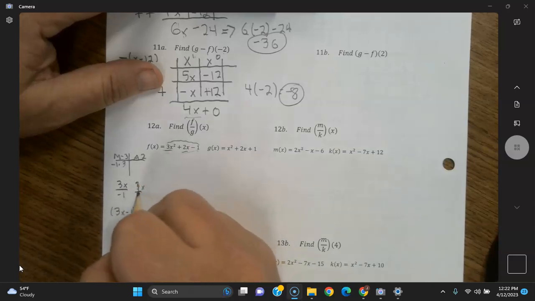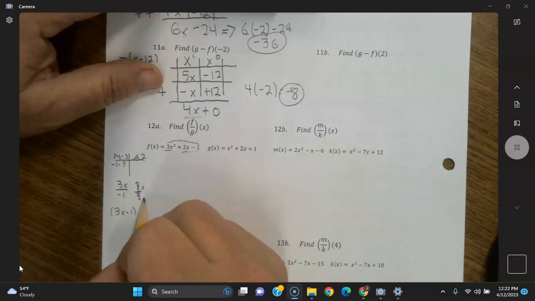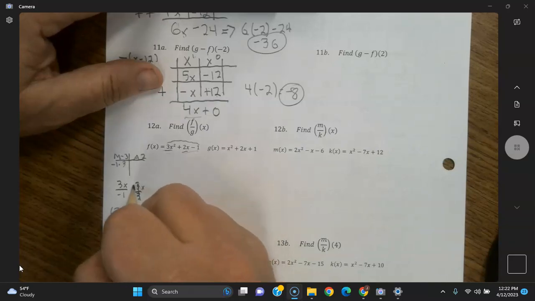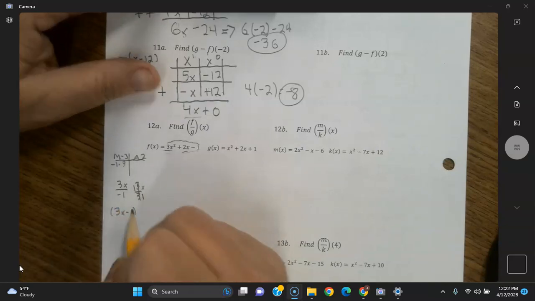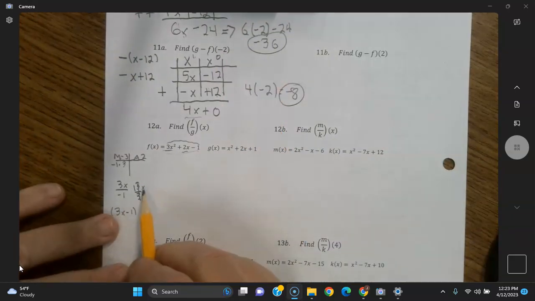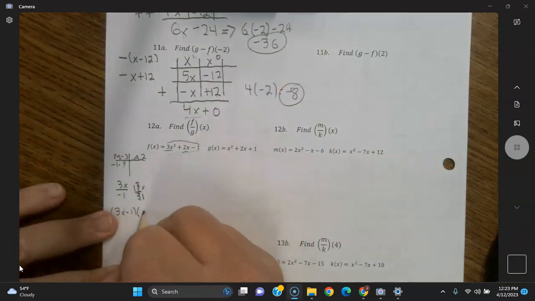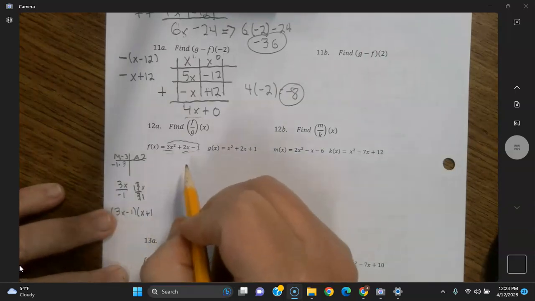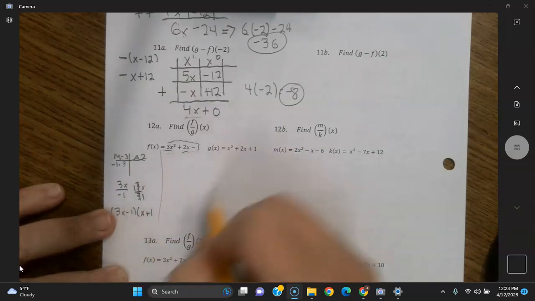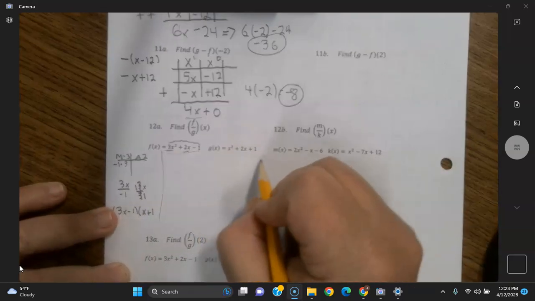This one reduces, cancel, cancel. Remember, it cancels, it doesn't go away, it doesn't disappear, it becomes a 1. So that's 1x, and that's a 1 on the bottom. Okay, so this one becomes x plus 1. All right, so on the top, we did that one. Let's do this one over here. This one's a little easier.